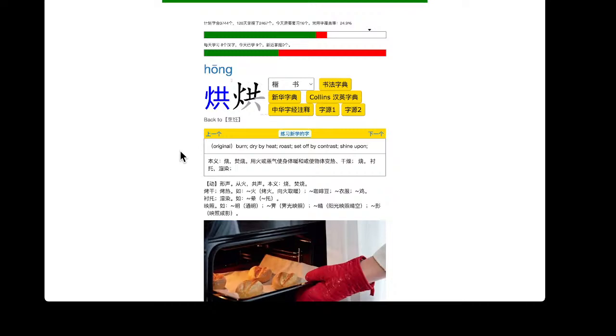So for example, 烘托. If you have a red flower and you want to set it off by contrast, you place the red flower in front of the green background. That type of thing is called a 烘托. So we use this word also.